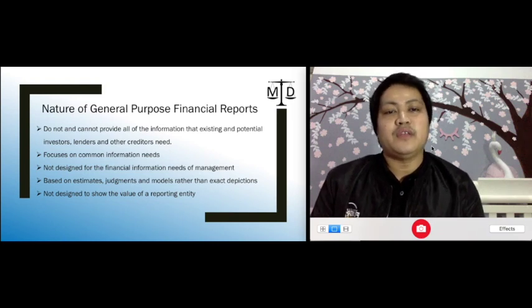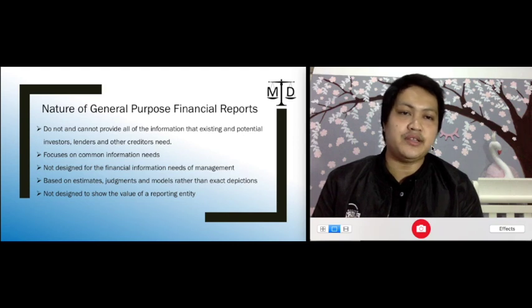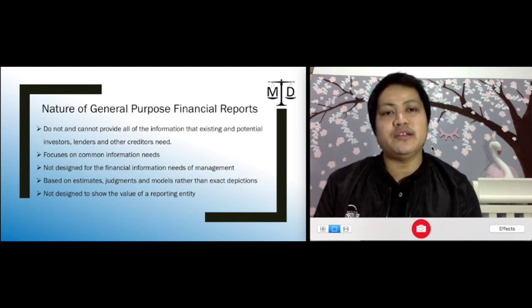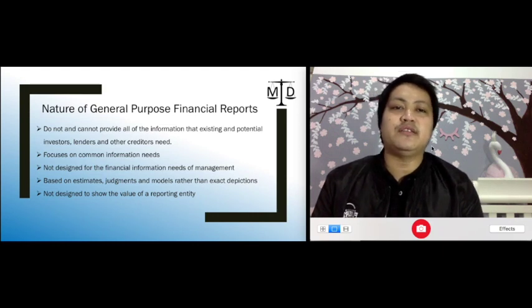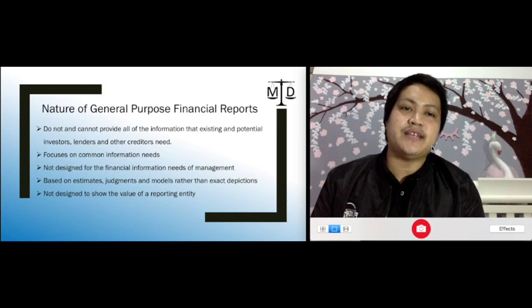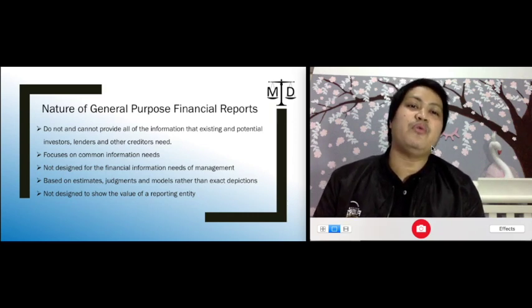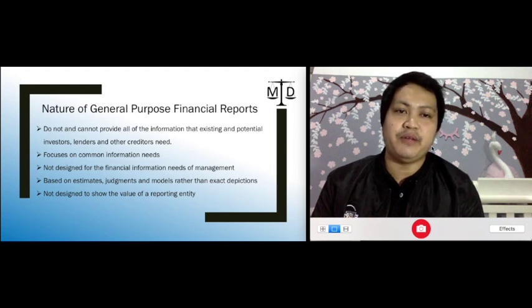Important note, other authors would say that there are two groups of users, the primary users and the secondary users. But just a reminder that the term secondary user is not used in the framework. So the framework only uses the term primary users and other users. So who are your other users? Everyone else who is not part of our primary users.